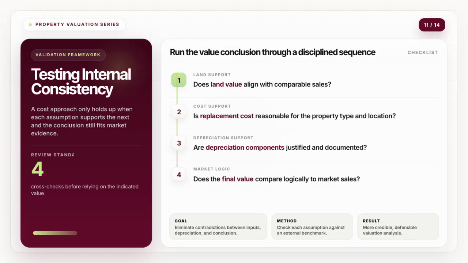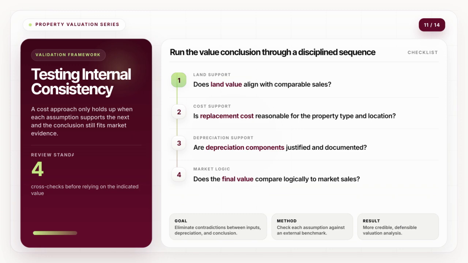Let's take a closer look at the validation framework we use to ensure the reliability of our property valuations. The key to a strong cost approach is internal consistency. Each assumption must logically support the next, and the final value should make sense when compared with actual market data. Our review standard calls for 4 specific cross-checks before we fully trust the indicated value. We follow a disciplined sequence, running the value conclusion through these checks to avoid any contradictions. This checklist is essential. It helps us eliminate conflicts between inputs, depreciation, and the final conclusion.